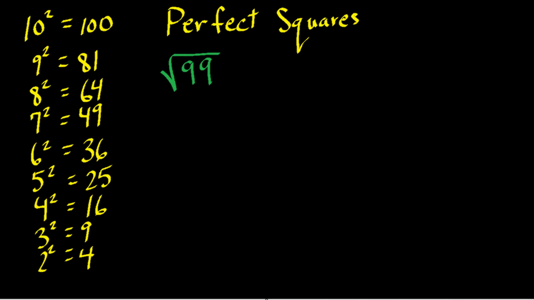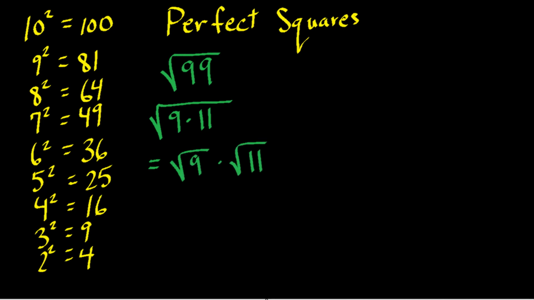There's only one perfect square in our list that divides evenly into 99, and that is the number 9. So we can rewrite 99 as 9 times 11, and then separate this out as square root 9 times square root of 11, and square root 9 equals 3. So our final answer is 3 square root 11. Let's try one more. Square root of 80.